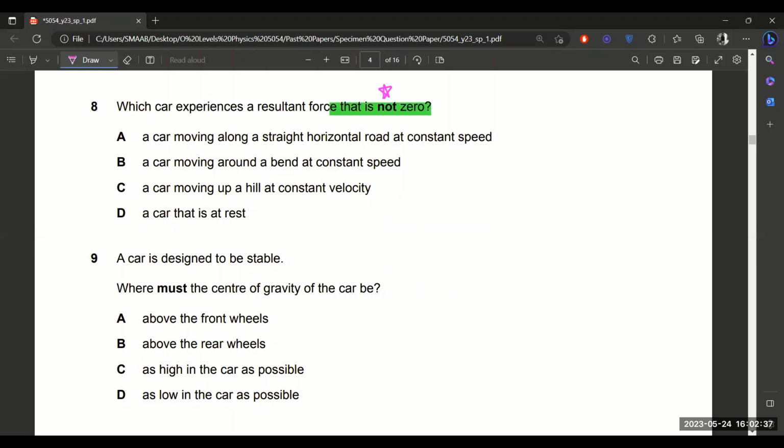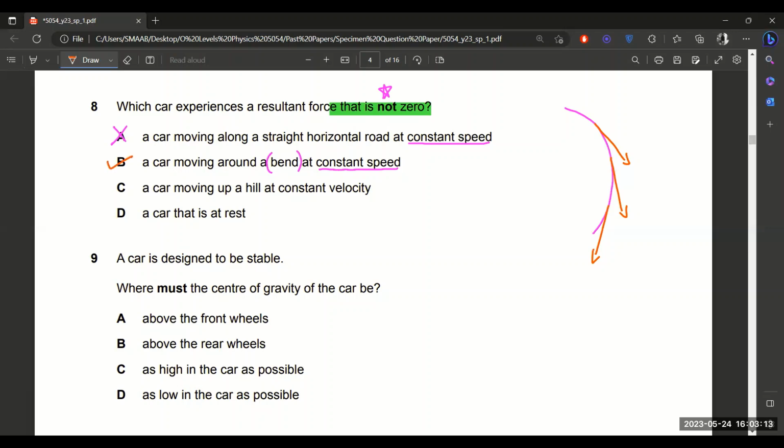In option A, the resultant force will be equal to zero because we are moving with constant speed. We have already done two questions like this. In option B, a car moving around a bend at constant speed. Again we are moving at constant speed, but there is a trick in this option: moving around a bend. When we are moving in a curved path or in circular motion, our direction changes at every single point, because the direction of velocity will always be tangent to the circle. That's why option B is the right answer.